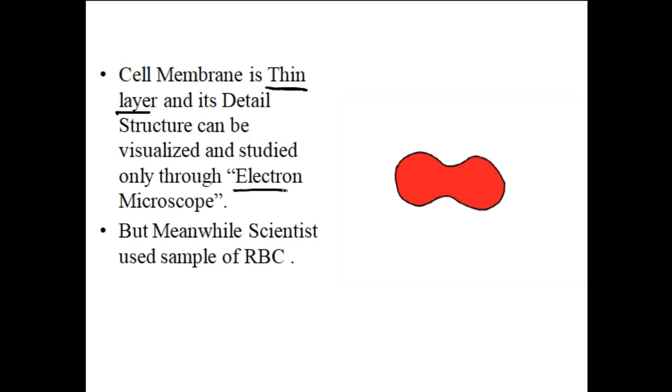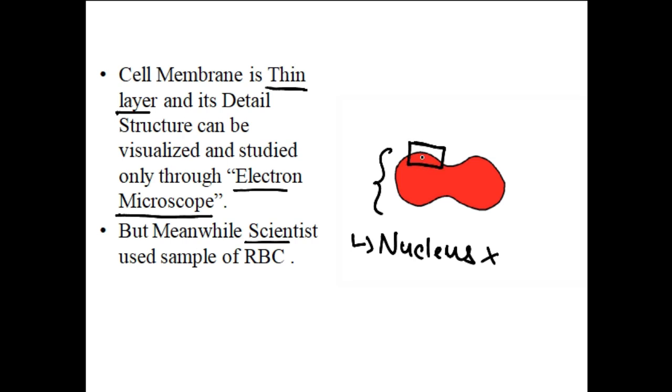But meanwhile, the scientists used the sample of a red blood cell, as you can observe in the figure. The reason for taking the red blood cell as the sample is because it does not contain a nucleus. Nucleus is absent. Along with that, there is also absence of the membrane-bound cell organelles. This membrane-bound cell organelles as well as nucleus are absent within the RBC, so that it will be easy for the scientist to rupture this RBC and understand the cell membrane of this RBC.